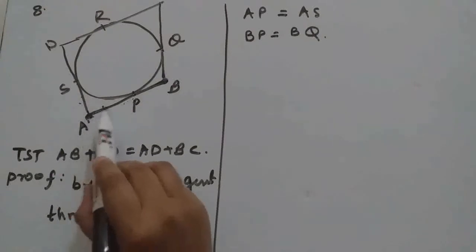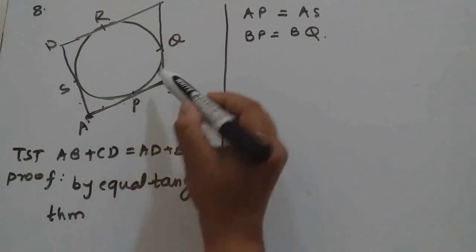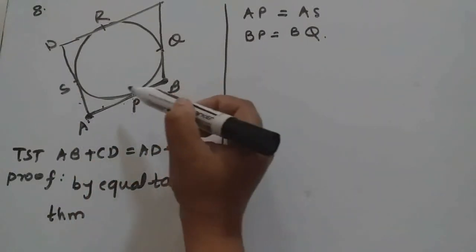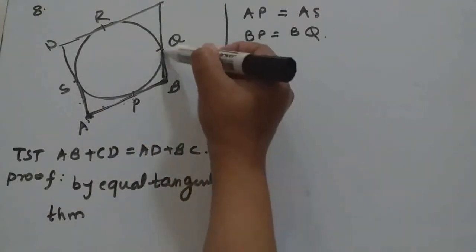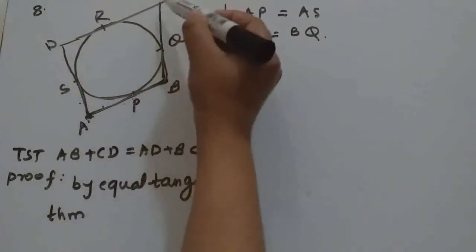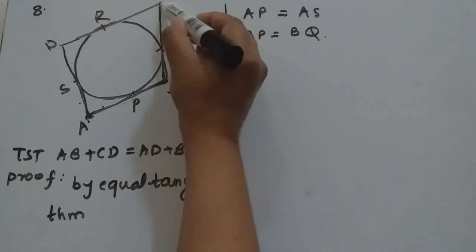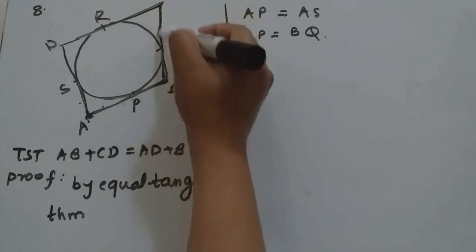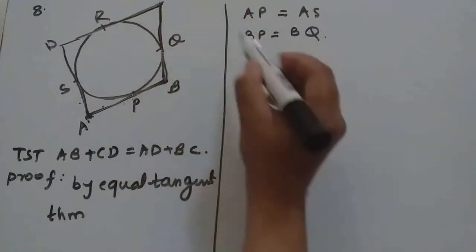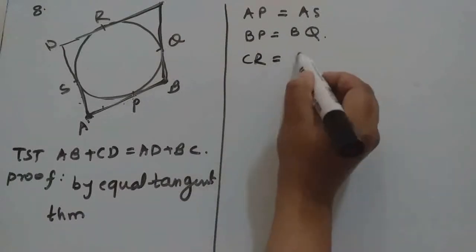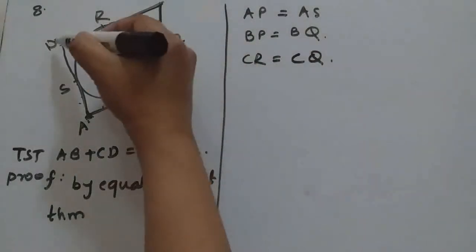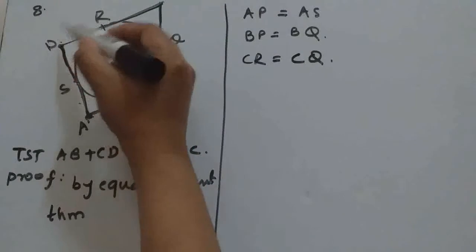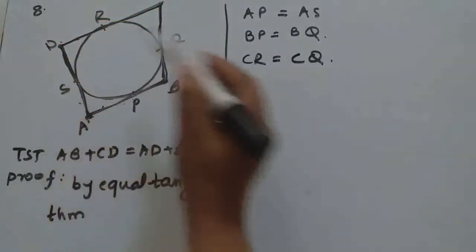Then CR is equal to CQ, isn't it? C is an external point. And then DR equals DS.